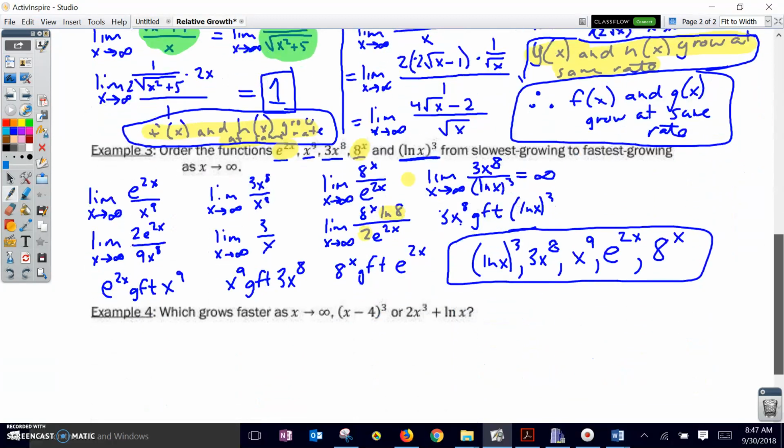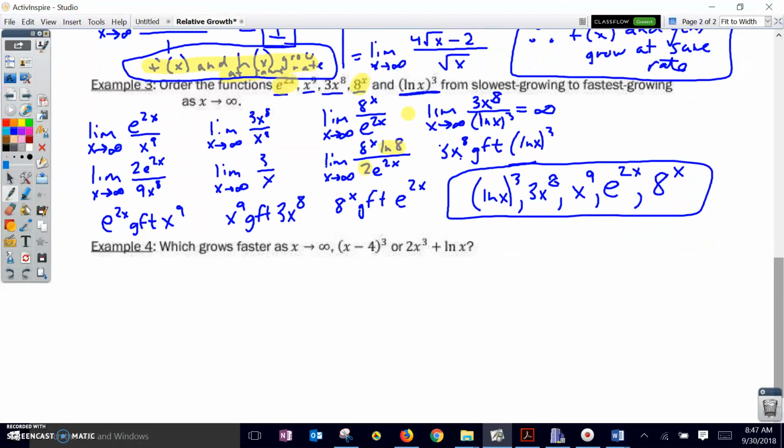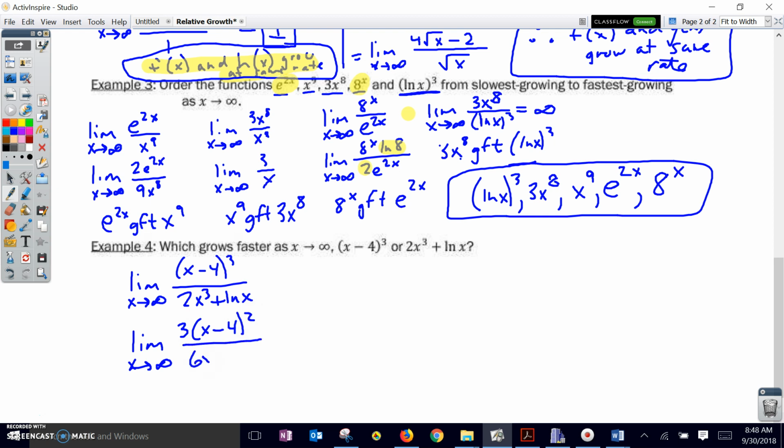One more quick example. Which grows faster, (x minus 4) to the third, or (2x plus 3) to the third plus natural log of x? If we compare these using limits, we've got infinity over infinity. We apply L'Hopital's rule. It gives us 3(x minus 4) squared over 6x squared plus 1 over x.